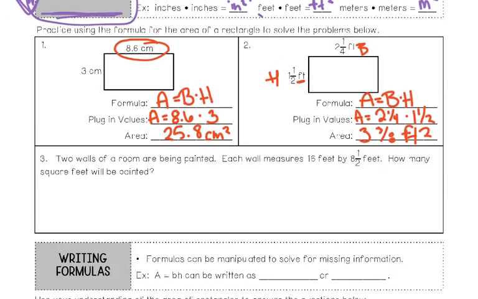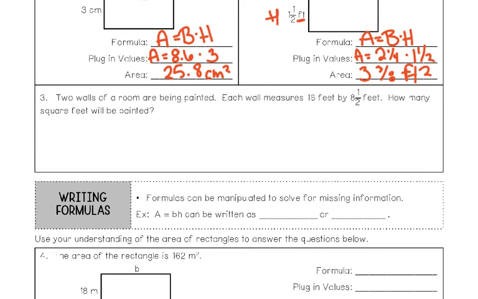Okay, here we go. Number 3. Sometimes word problems can be intimidating, but do not let all those words intimidate you. You know how to solve this problem because we know the formula. Area equals base times height. Two walls of a room are being painted. Each wall measures 16 feet by 8.5 feet. How many square feet will be painted? Good question. Don't freak out because we know our formula. I always suggest reading the question first and then going back and plugging in your answers.